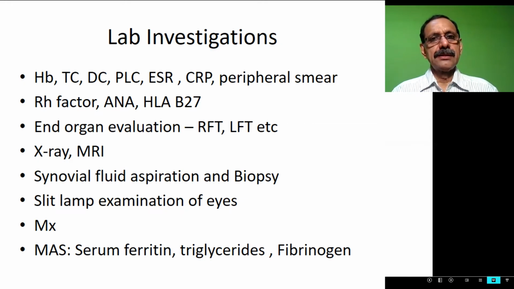So, what lab investigation? Again, we will do the lab investigations routinely, of which ESR and CRP are likely to be elevated in an active disease. Peripheral smear we must do for ruling out leukemia. Rheumatoid factor is positive only in polyarticular type, in a bigger child. ANA is positive in oligoarticular juvenile arthritis. HLA-B27 is positive in enthesitis related JIA. End organ evaluation, especially in case of complication, you must go for renal function and liver function.